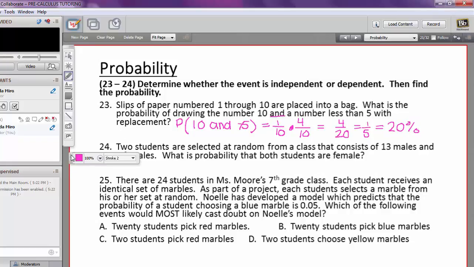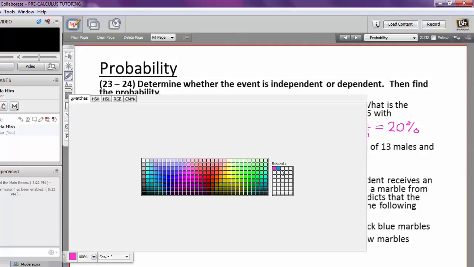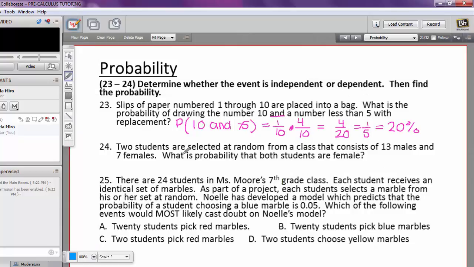Number 24, 2 students are selected at random for a class that consists of 13 males and 7 females. What is the probability that both students are female? And that should say, what is the probability that, picked at random, both students would be female? Okay, so let's see how many total people we have. I added my 13 and my 7, so I have a total of 20 people in my class.